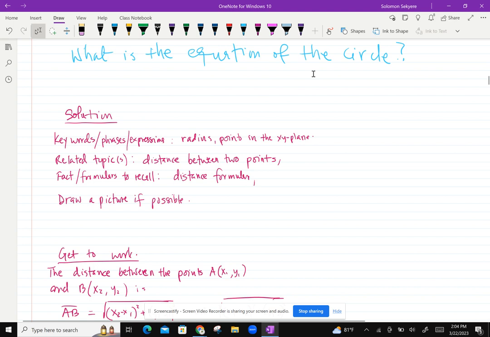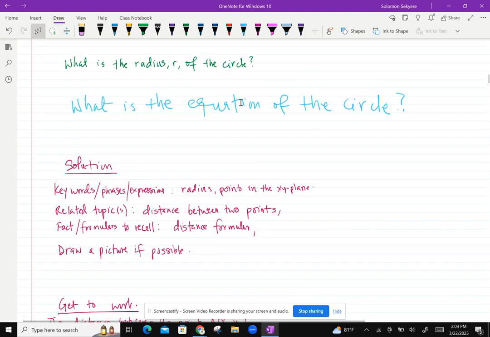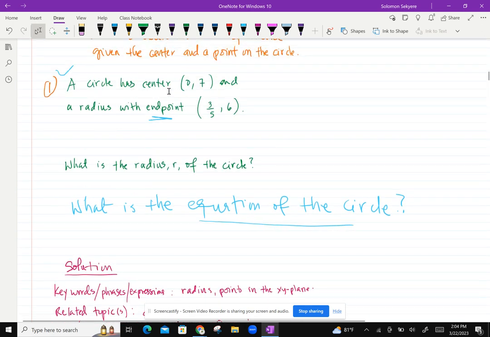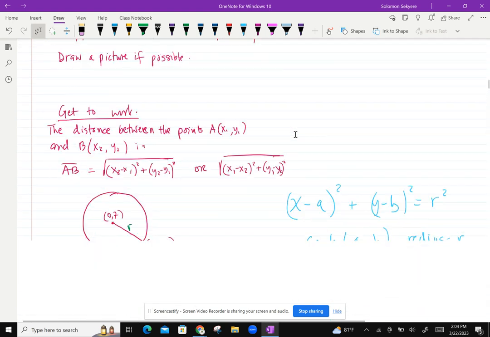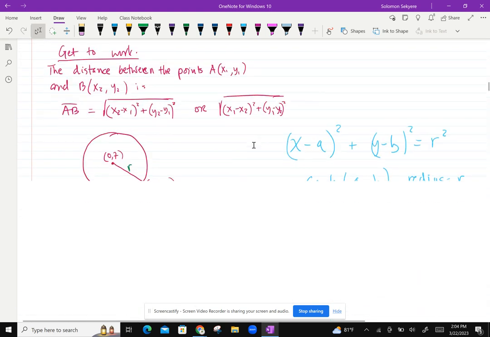All right, you know your key terms or phrases dealing with the equation of a circle. We've been given the center and an endpoint of the circle, so try and draw a picture. If you draw a picture of what's going on, it's going to look something like that. You have the center (0, 7), and another point on it somewhere, let's say (3/5, 6).